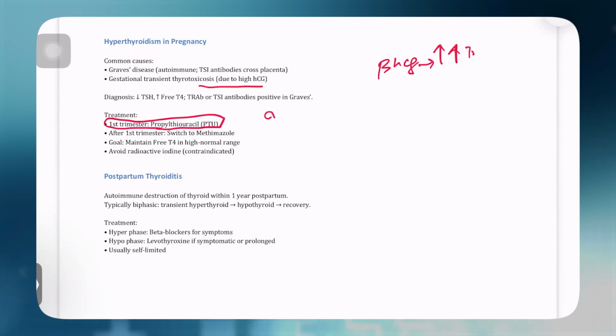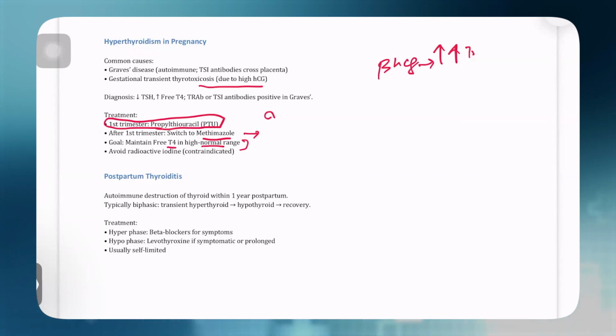After the first trimester, you have to shift to methimazole, not neomercazole. Methimazole is a different molecule. So the goal is to maintain free T4 in the normal range. That is, you do not check T3 as such, you check T4 levels. If the T4 levels are normal or in the high normal range, that is recommended.